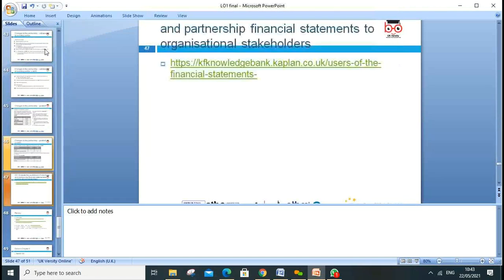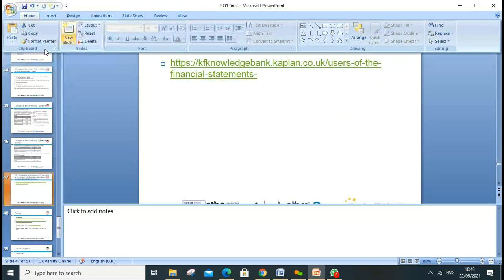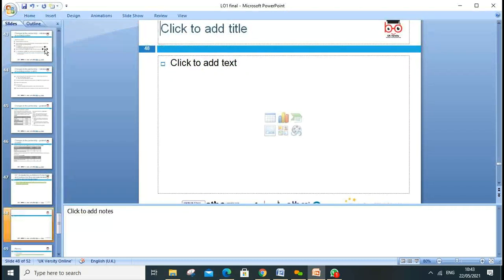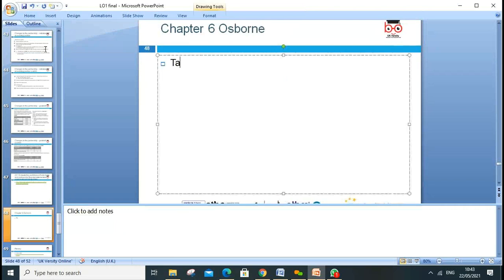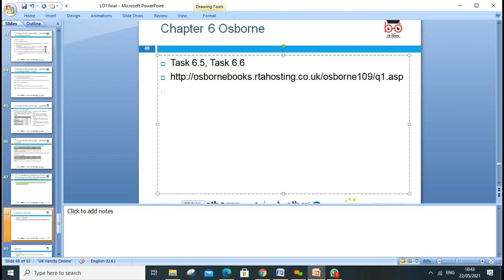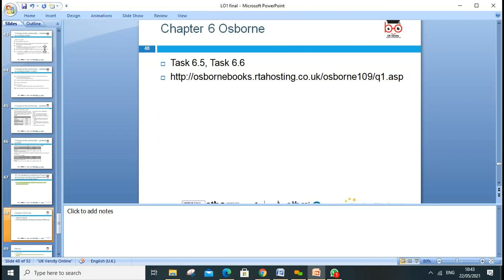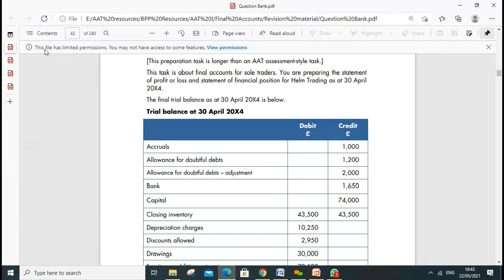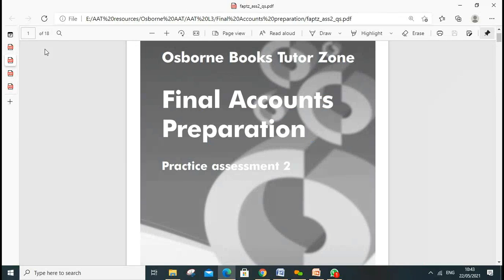And other than that, for partnership, if you want to, look around chapter 6, please, in the Osborne handout I gave you. Please look at task 6.5 and task 6.6. And plus the test which I mentioned to you, here is a link as well. They also help you and clear up the understanding. So these are the partnership questions you can go through in chapter 6.